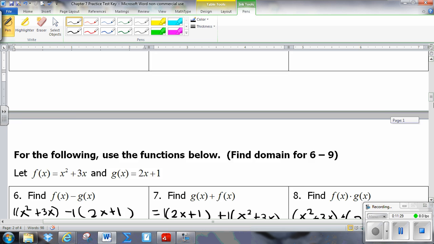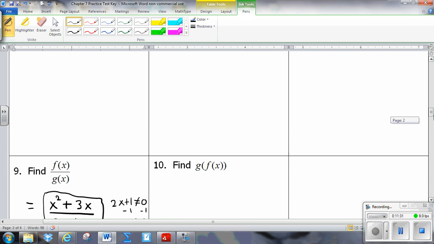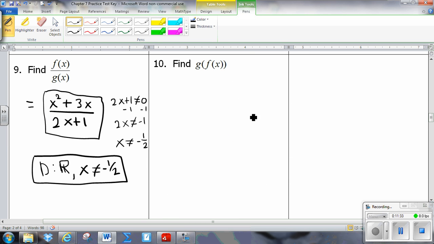So number 10 is f of g of x. Or sorry, g of f of x. So since the g function is on the outside, that's the first function you're going to write. So you're going to put 2, that's a 2x plus 1 function. But remember, you put a blank spot everywhere you see an x. So 2 blank spot plus 1, because that used to be 2x plus 1. Now inside of the blank spot, you're going to put your f of x function, which was x squared plus 3x.